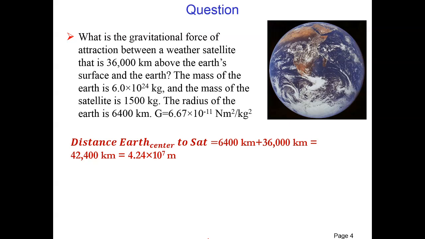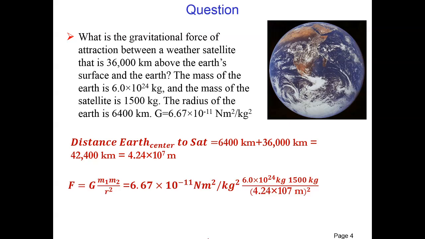So the force is equal to G times mass 1 times mass 2 over r squared. And that is 6.67 times 10 to the minus 11 times 6 times 10 to the 24th kilograms for Earth, times 1,500 kilograms for the satellite, and we divide by the 4.24 times 10 to the 7th meters squared that we found earlier. Okay, if we do that, we get a force of about 334 newtons.